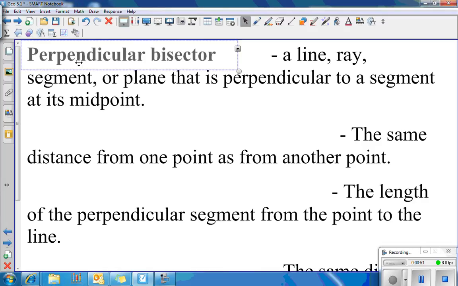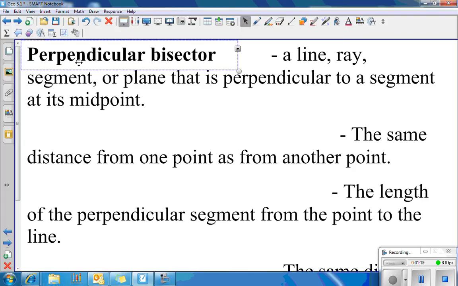All right, so the first thing we're talking about is a perpendicular bisector. It's a line, a ray, a segment, or a plane that is perpendicular to a segment at its midpoint. All right, what's that mean? Perpendicular means what? Good, a 90-degree angle. And bisect means what? Cross each other, but more specifically, in half.